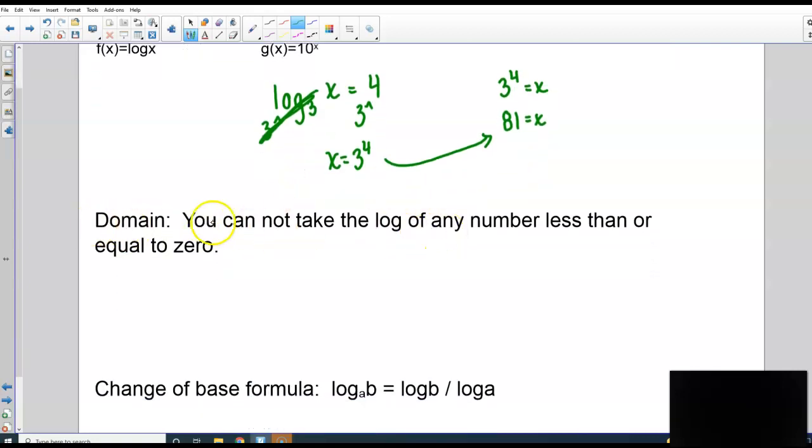For domain, and we'll talk about this more when we get to section 1.4, but you cannot take the log of any number less than or equal to 0. Let's talk about why that is.